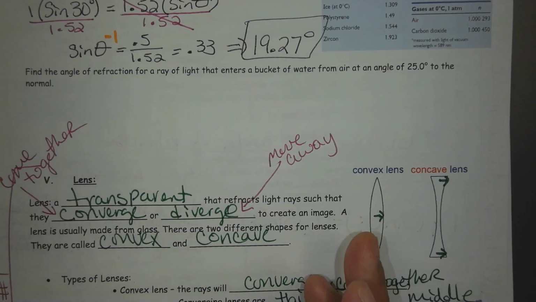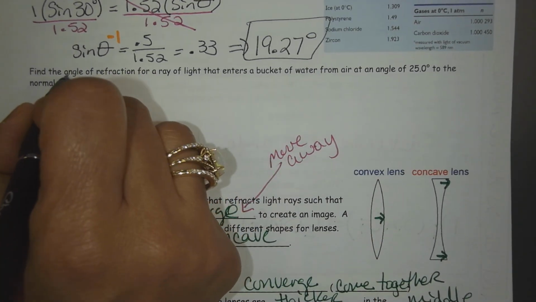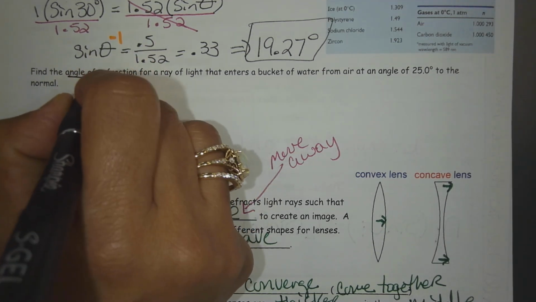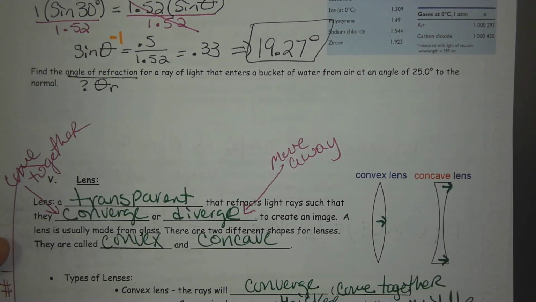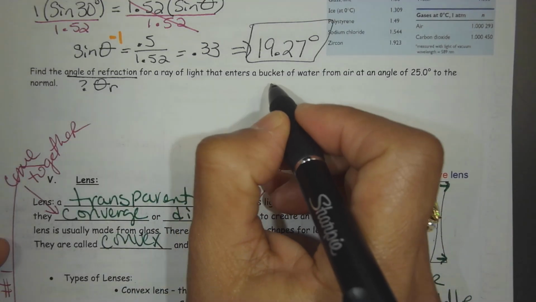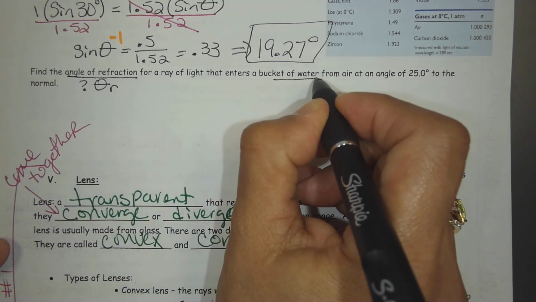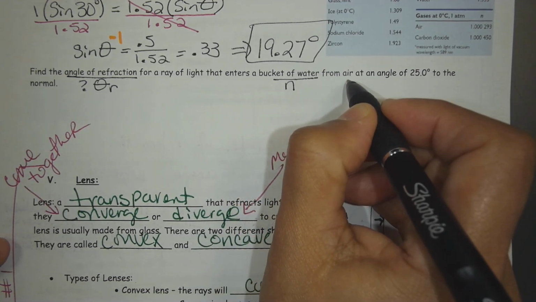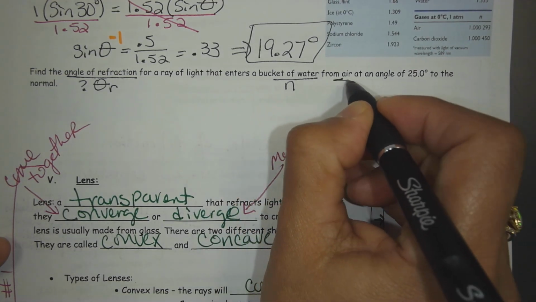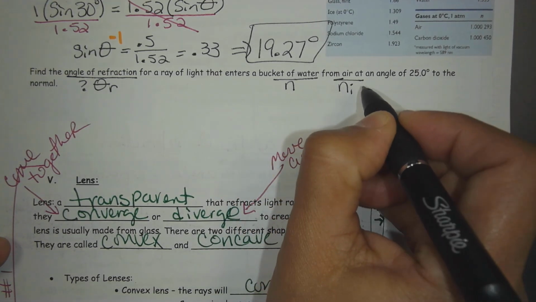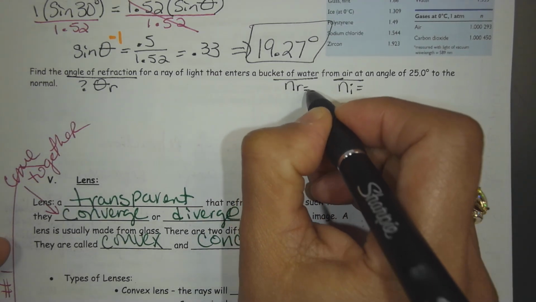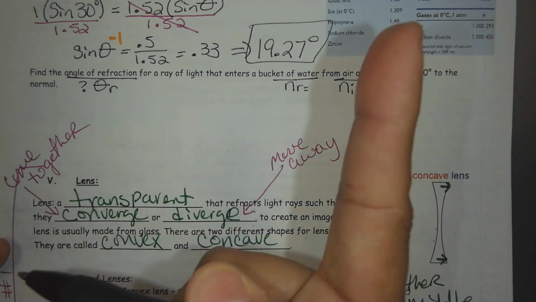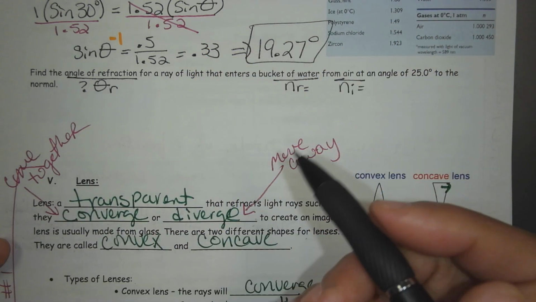They're all equal point values though. Find the angle of refraction, theta r, for the light that enters a bucket of water. Wait a minute, from air in I in R. That means it goes from air, which is in I, which is your first one. In R is your second one.